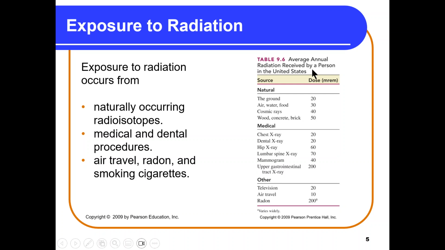In fact, this chart right here gives some numbers for the amount of radiation that is received by the average person in the United States. It gives you a breakdown of the different sources of radiation, from the natural to the medical and others. All right.